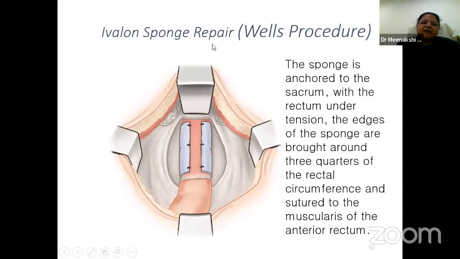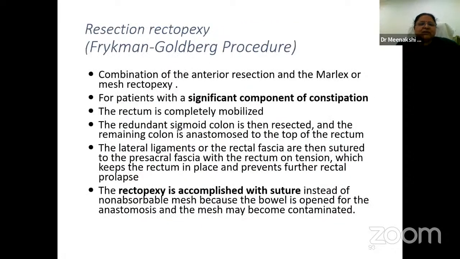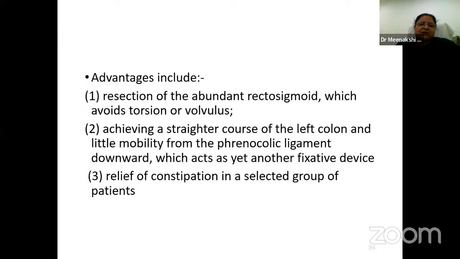Then another is the Ivalon sponge repair. It is almost the same. The only thing here is that only two-thirds of the circumference is covered. Okay, the rest of the steps are the same. Then the resection rectopexy is again the same. The only thing is that the colon is anastomosed to the top of the rectum. Okay, and the rest of the procedure again remains the same. That is the resection rectopexy.